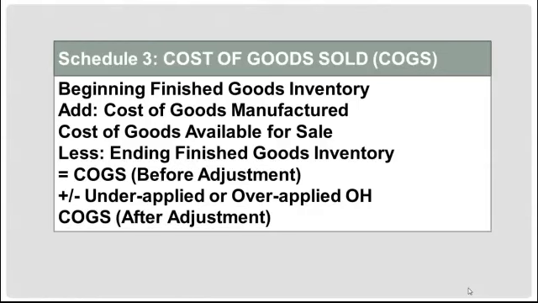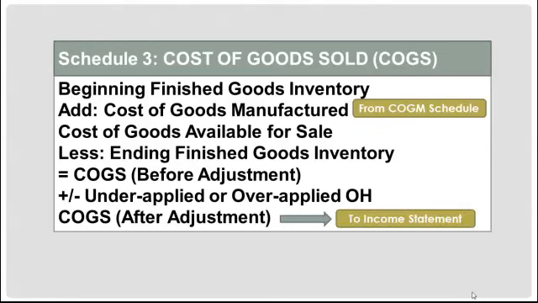Just a couple of notes again. Cost of goods manufactured is from the cost of goods manufactured schedule. The cost of goods sold after adjustment is what will go to our income statement. All right, now we're going to take these three schedules and look at an example.